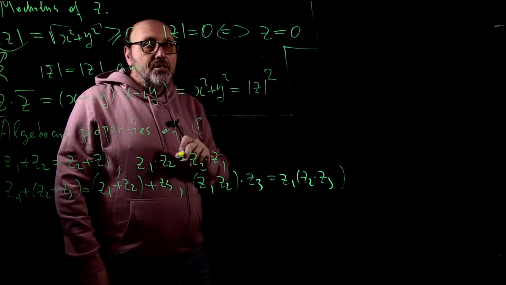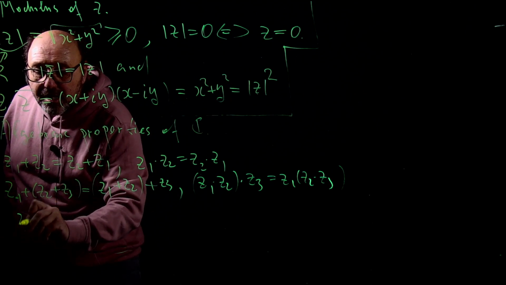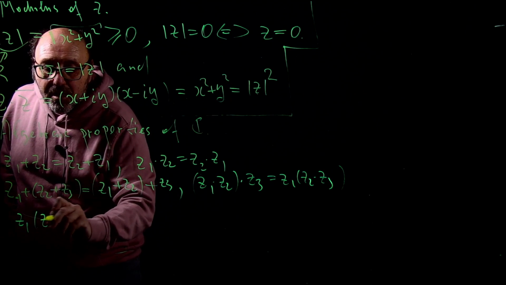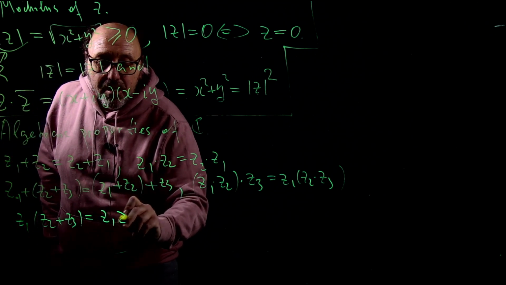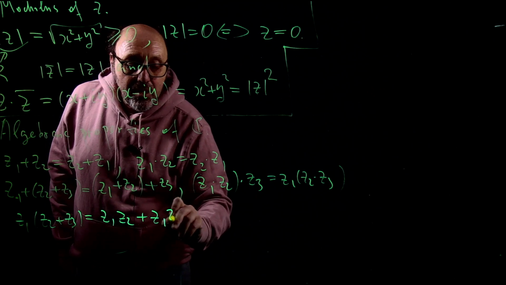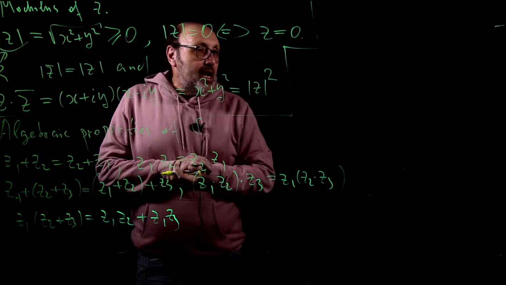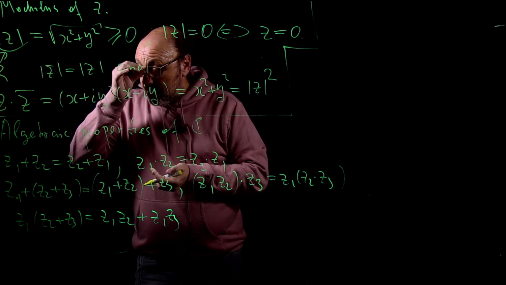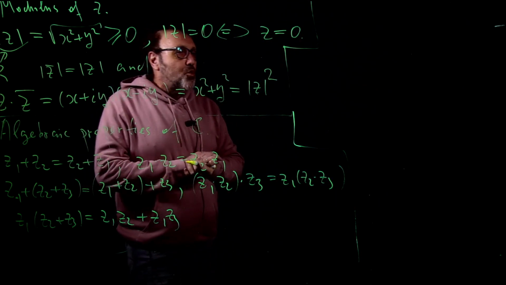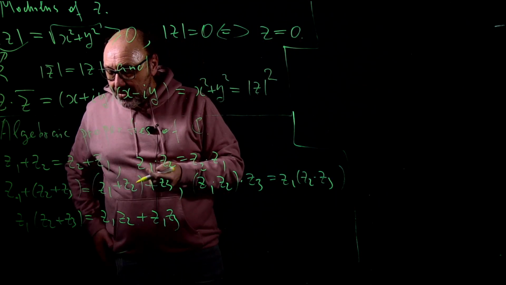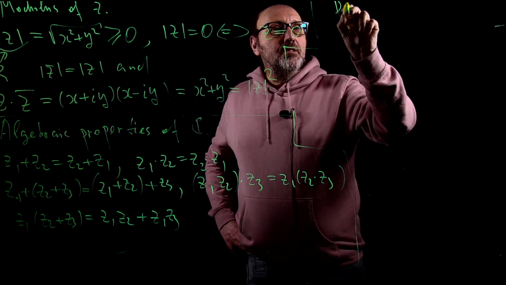Right, and we also have the law of distribution. So this means that z1 multiplied by (z2 plus z3) is the same as z1 multiplied by z2 plus z1 multiplied by z3. Right? So these are the basic algebraic properties of complex numbers, which are very similar to the related properties of the real numbers.